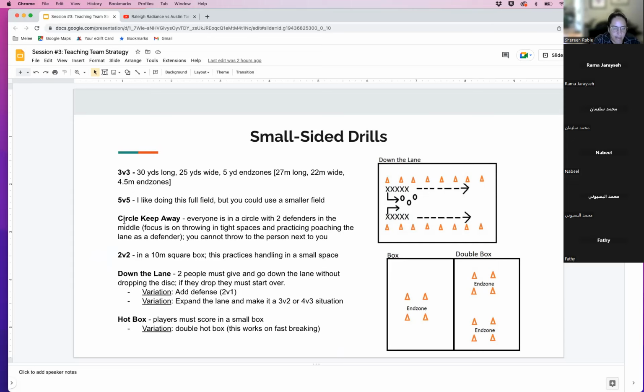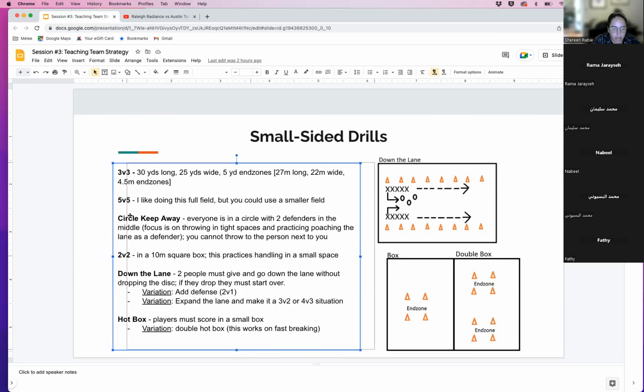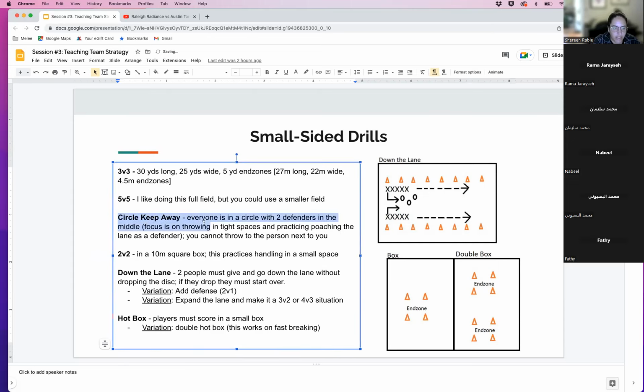There's a great drill called circle keep away, where everyone is in a circle and there are 2 or 3 defenders inside the circle and you're throwing to people in the circle. You can't throw to the person next to you, and the defenders are trying to get a D. And this is great for focusing on throwing in tight spaces, and then as a defender, you're focusing on working together with the other person to generate a D.